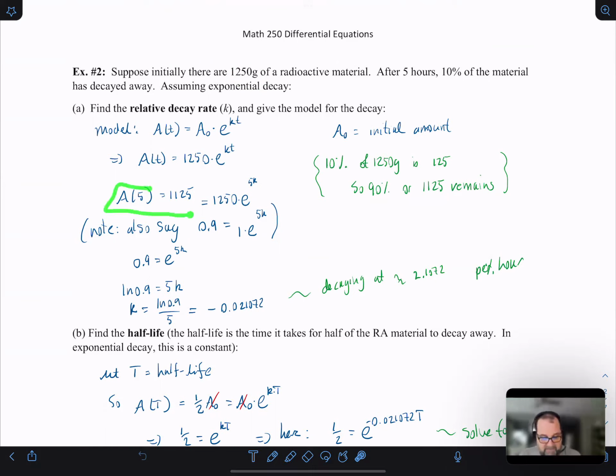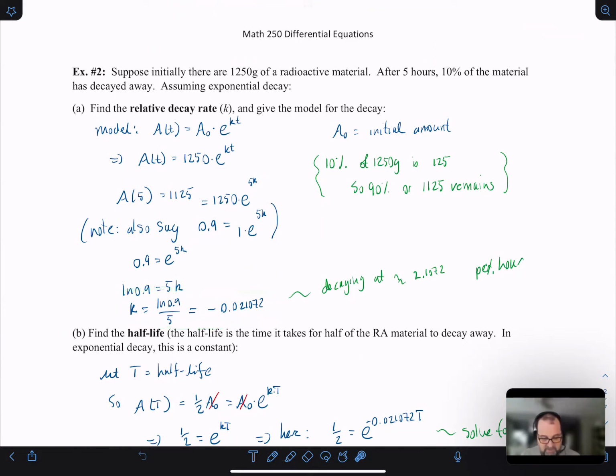So A of 5 must be equal to 1125. So it must be equal to 1250 e to the 5k. So we can set these equal to each other and solve. You might notice that maybe this was overkill a little bit. If you divide both sides by 1250, guess what? You get 0.9 equals e to the 5k. So that is our 90% equals e to the 5k. Take ln on both sides. We can come up with a k number.